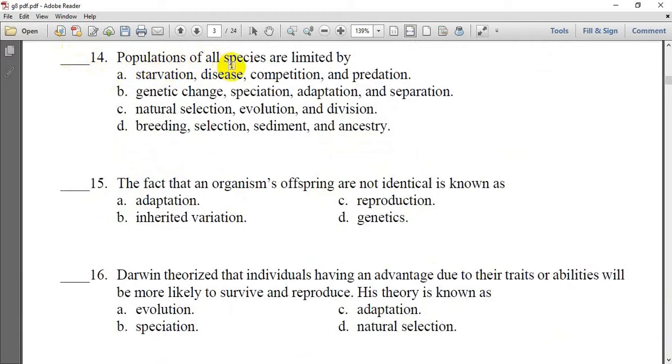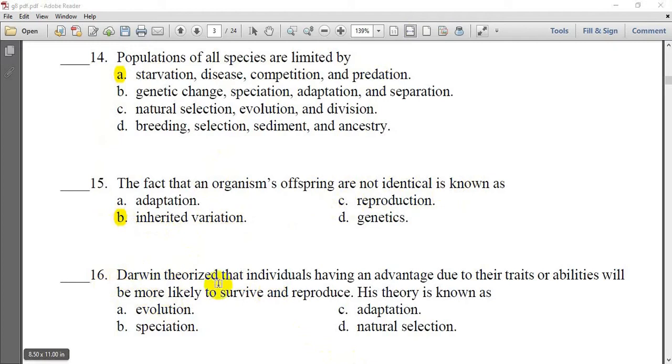Question 14. Populations of all species are limited by. What can limit a population from growing bigger? Starvation, diseases, competition, and predation. All of them stop the population from increasing, and we call them limiting factors. Question 15. The fact that an organism's offspring are not identical. Offspring in sexual reproduction are not identical to their parents, and this is known as inherited variation.